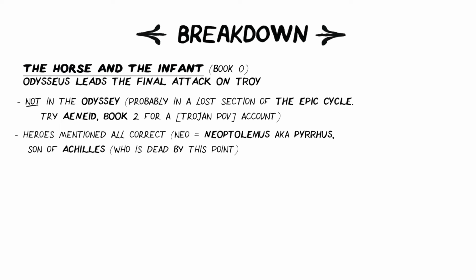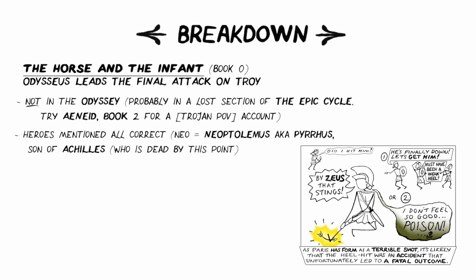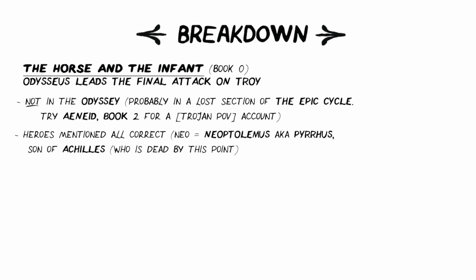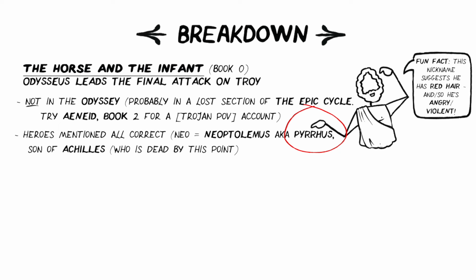This is the son of Achilles. Achilles is dead by this point, and they've received notice that they need to have the son of Achilles in the war in order to win it. Now, you might not know that Neoptolemus's nickname is Pyrrhus, which means fiery, which kind of relates to his temper, but also, it suggests that he has red hair, and temper and red hair go together in an awful lot of metaphorical imagery. I should know, I have red hair.